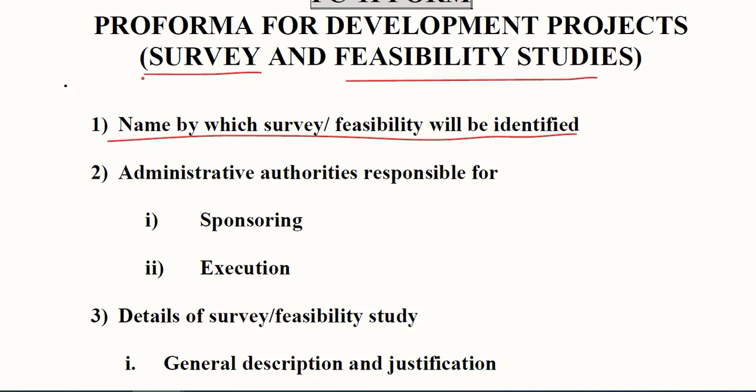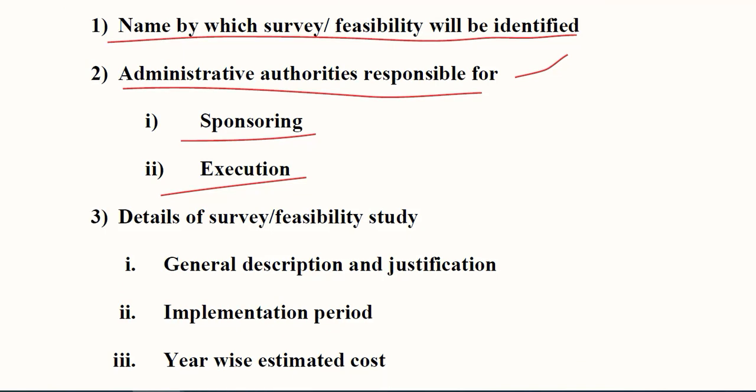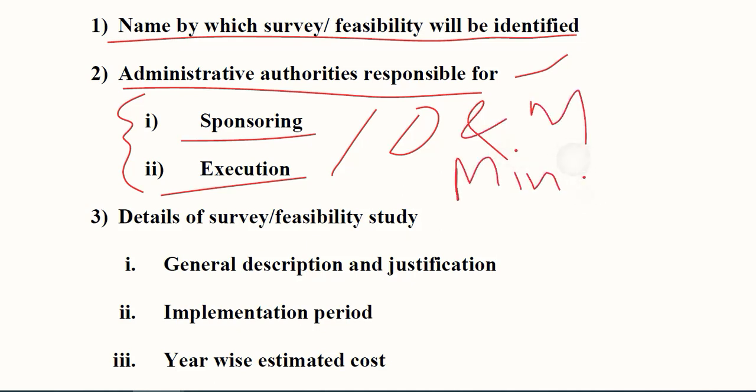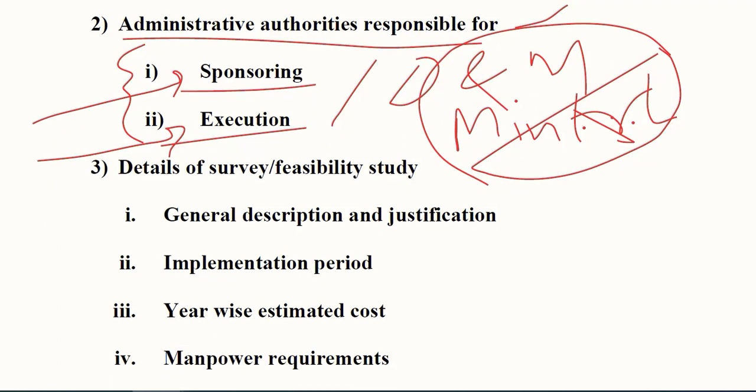So the name of the project will be mentioned here. Administrative authorities we talked about in PC1. We talked about the sponsoring authority. We also talked about the execution authority. So these are some initial information. We are not talking about O&M. We are not talking about the ministry, because this is not mainly about the ministry that will be involved. Basically, who will be sponsoring the project and how the project will be executed by which authority.